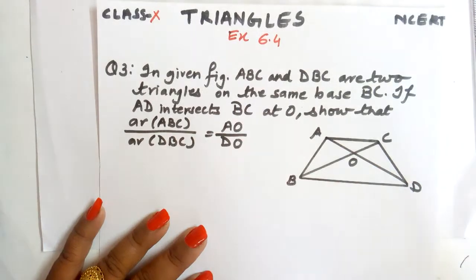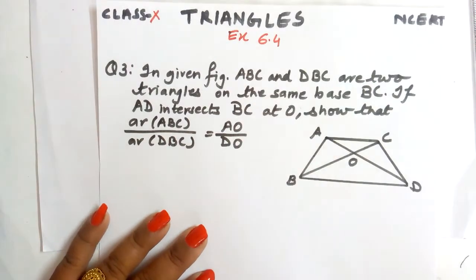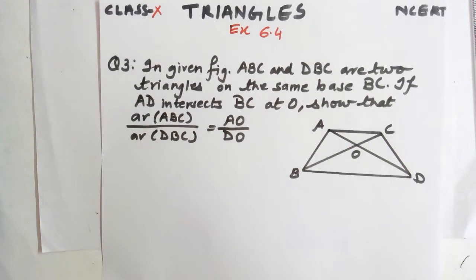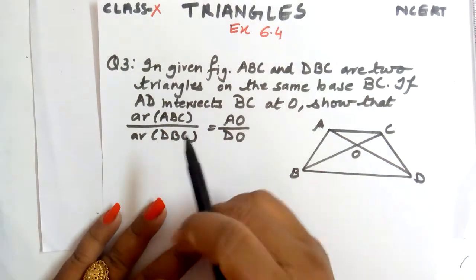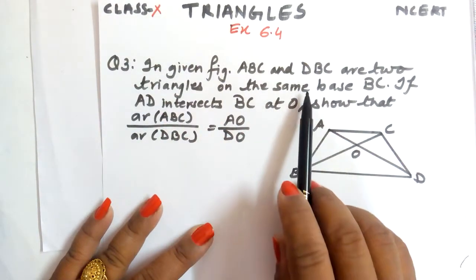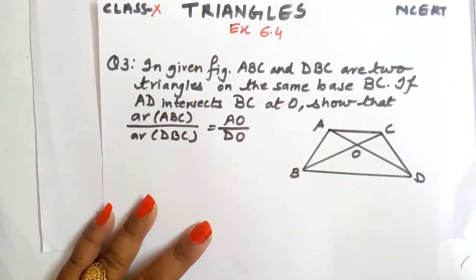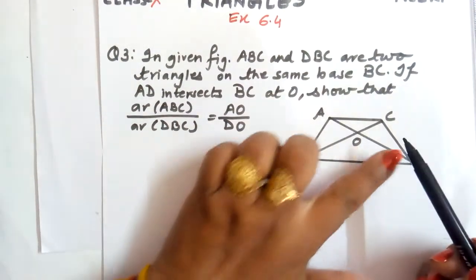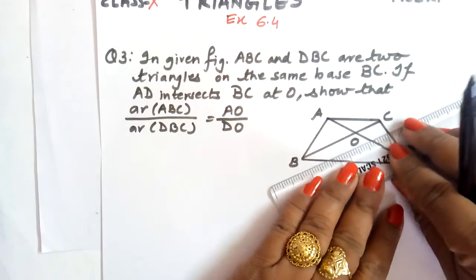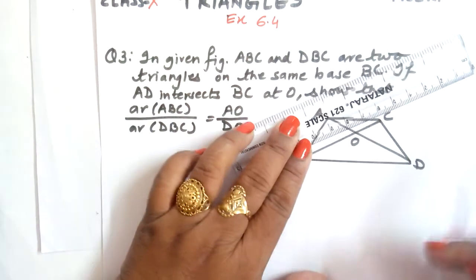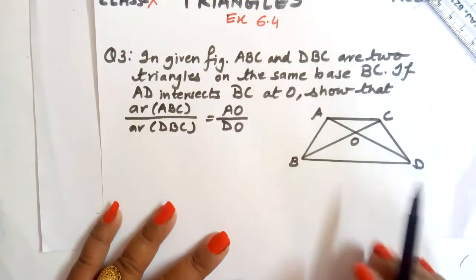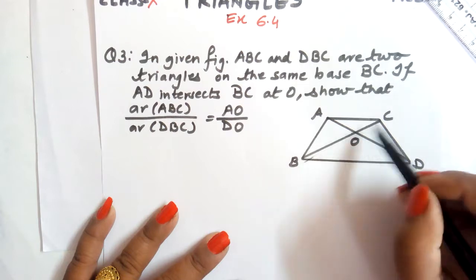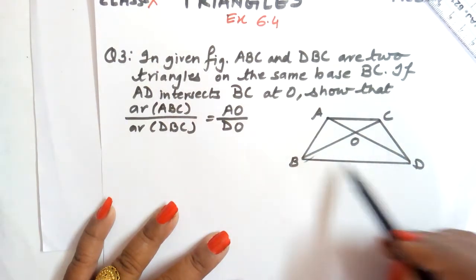Students, this is question number 3 of exercise 6.4, chapter Triangles, of class 10. So we are going to try this question. In the given figure, ABC and DBC, this triangle ABC and this triangle DBC, are on the same base BC. BC is the same base for the triangles ABC and DBC.